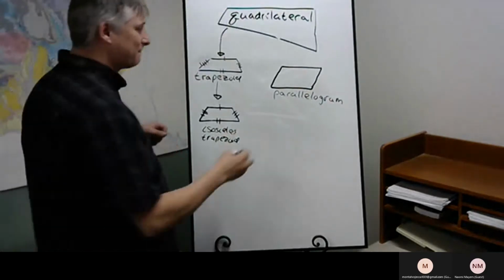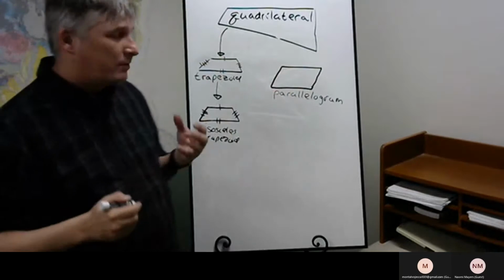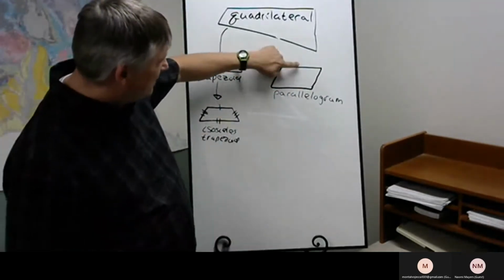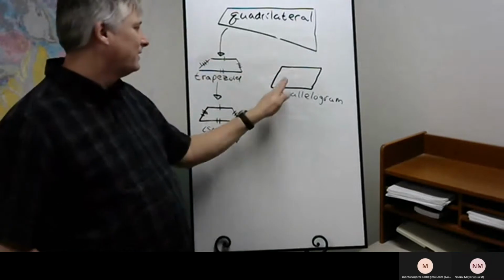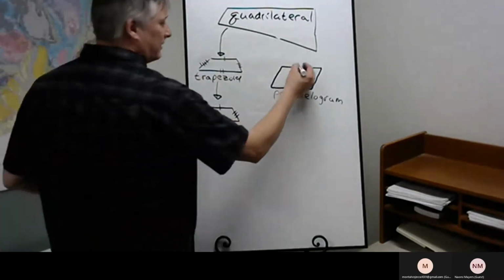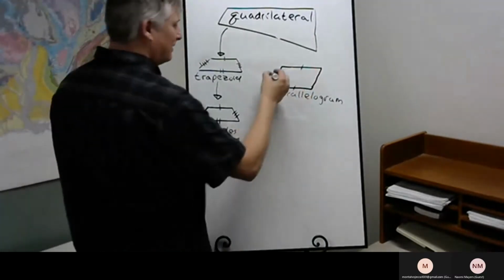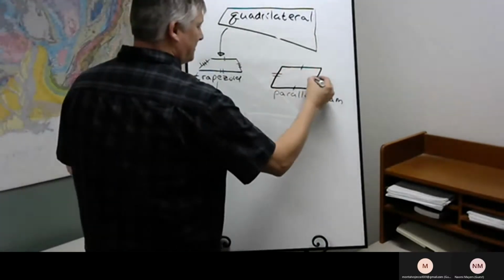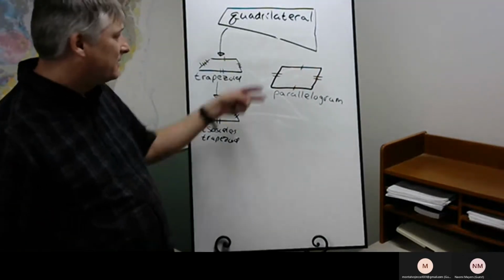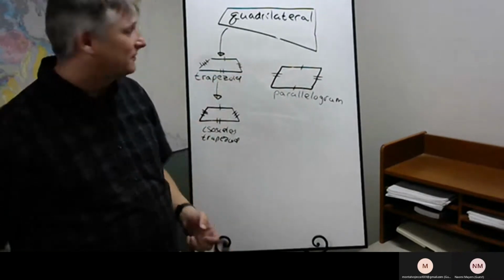So parallelogram. Now, with this one, we actually have 2 sets of parallel lines. These 2 lines are parallel, and these 2 are going to be parallel. So for this to work, this side and this side have to be the same length. And then this side and this side, they're also the same length. And that's going to give us 2 sets of parallel lines.